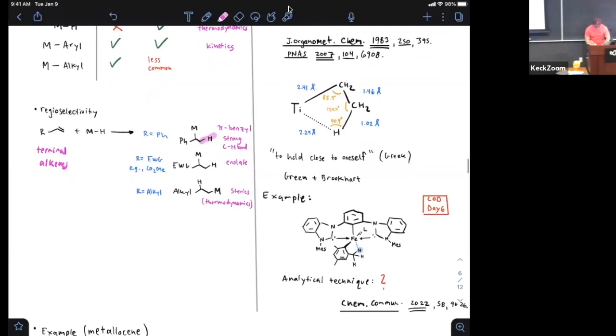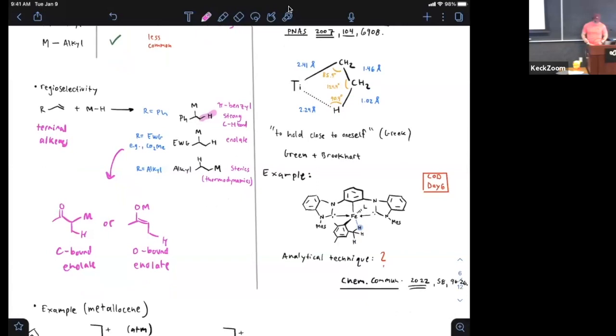Let me draw that out just in case that's unclear. I'll draw it in the specific case of an enone, just for clarity. So this is the C bound enolate. I think this should feel familiar from what you learn about classical carbonyl chemistry in intro organic. And in some cases, these are configurationally stable as the C enolate. You don't populate the O bound state, but this is at least in principle possible.